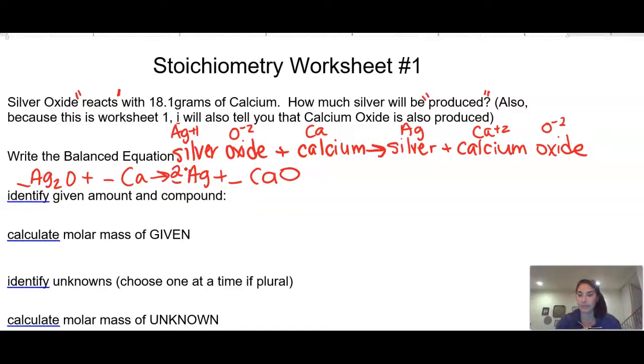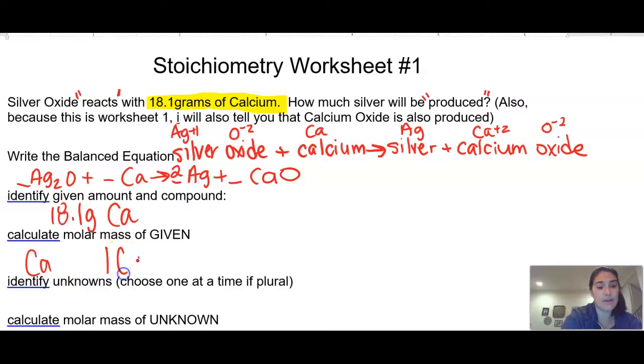Read the question, figure out what's reacting, what's being created, things like that, balance the equation. Then identify the given amount and compound. So amount, we're talking about a number, okay? So we go back to the question and it says 18.1 grams of calcium. Great, that's our given amount and compound. 18.1 grams of Ca. So then when we're calculating the mass, our given was calcium.